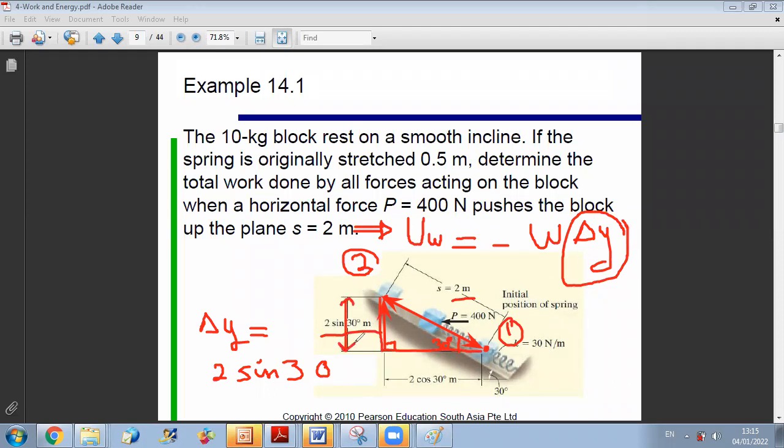To calculate this distance, you say this angle is 30 degrees. This distance is 2 meters. It's the hypotenuse of this right triangle. So I can do 2 sine 30. Okay? And now if you replace in your formula, you will end up with the same result that we found with the second method. So you will find that the work of the weight is minus mg times 2 sine 30. Okay?